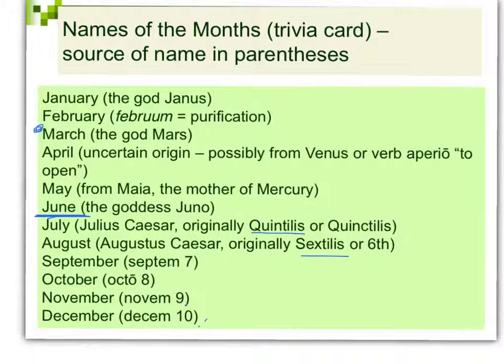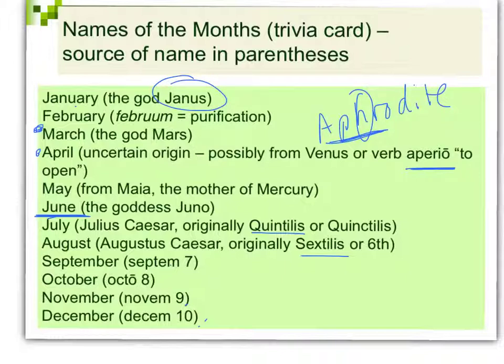We're not quite certain about April. It could be named after Venus from an Etruscan pronunciation of Aphrodite, where the aspiration is dropped out. So you get April from there, or from the verb aperio, to open up, like flowers opening up. But we do know that January is named after the god Janus, who is the god of beginnings and transitions.